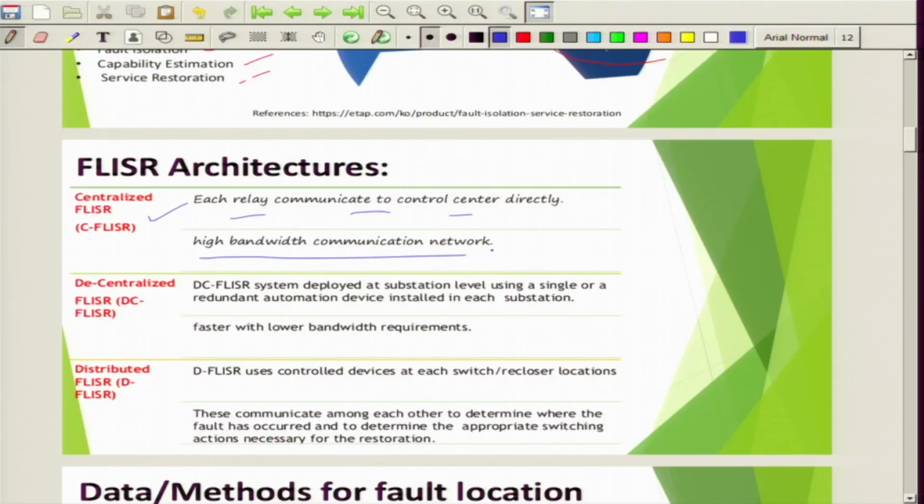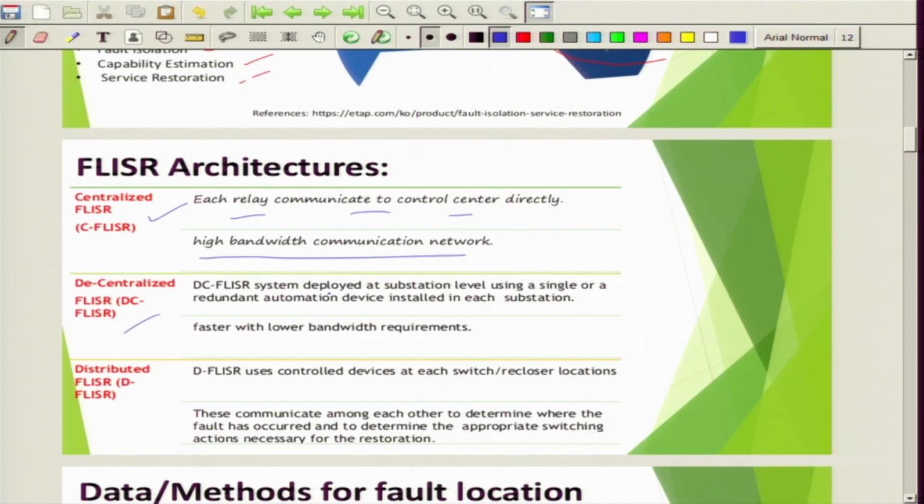One-to-one communication is happening. It requires a very high bandwidth communication network, so the cost would be high, and there is also a chance of cyber attack and failure of the communication channel. So there are some issues with the centralized system. But you get the information as frequency-based updates. There is another approach, which is decentralized fault location, isolation and service restoration.